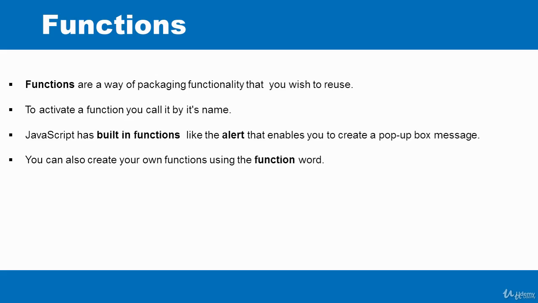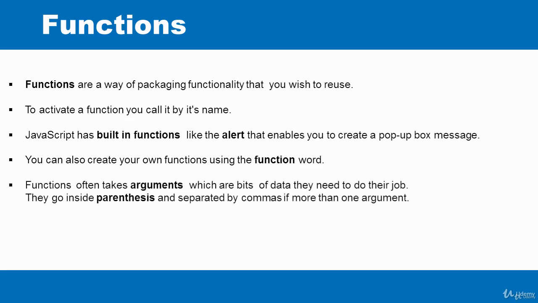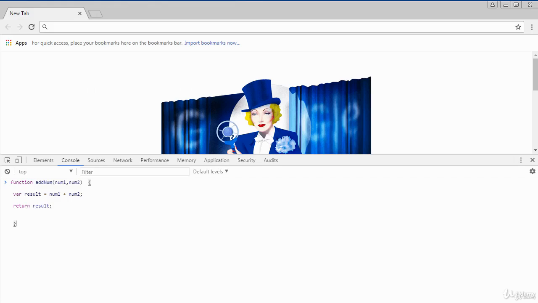By invoke, I mean calls it. So in order to activate a function after it has been created, you need to invoke it or call it. And usually you do that by its name. JavaScript has many built-in functions that you can use. A very popular one is the alert, which enables you to create pop-up box messages.